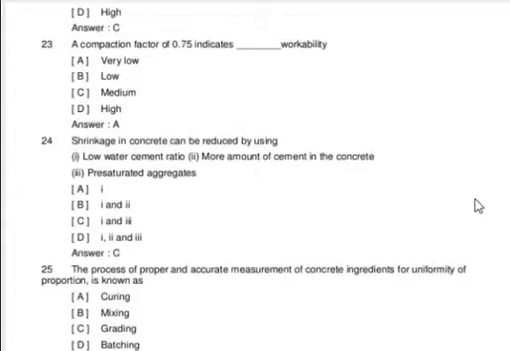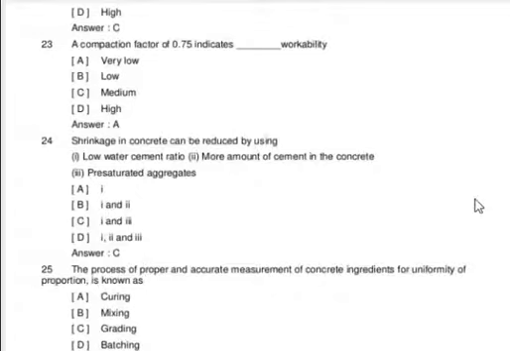24. Shrinkage in concrete can be reduced by using: low water cement ratio, more amount of cement in the concrete, pre-saturated aggregate. All are the correct options. Shrinkage in concrete can be reduced by using pre-saturated aggregate. Here the answer should be D.